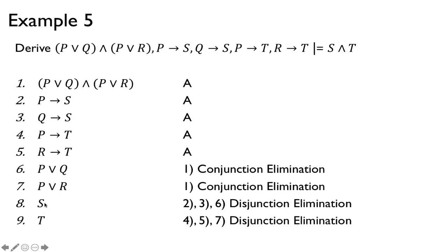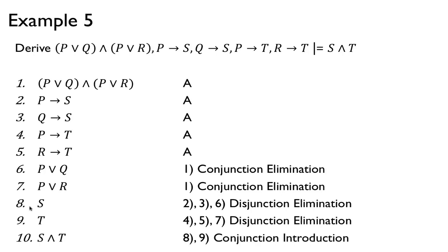And for the same reason we also get T. Again, this is because we know P or R, one of them is true, and we also know that P implies T and R implies T. We know one of these is true, we must have T, and that's again disjunction elimination. Then we put them together because we know S, T, we also know S and T. That's conjunction introduction.